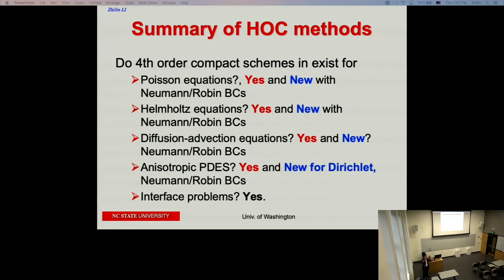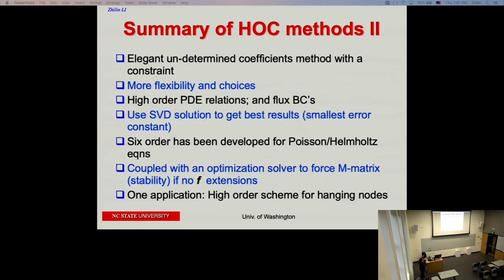The reason is, if it's variable coefficients, then you have to do this every time. Then it's time consuming. If it's a constant coefficient, I just do it once. That's the main idea, but you can apply it for variable coefficients. Okay, and so the conclusion also, we have this one. If you do not want to extend the F, but F extension is very easy, and you just need to do second order.